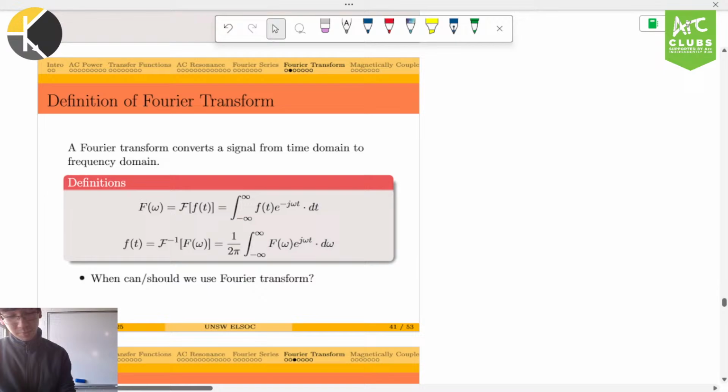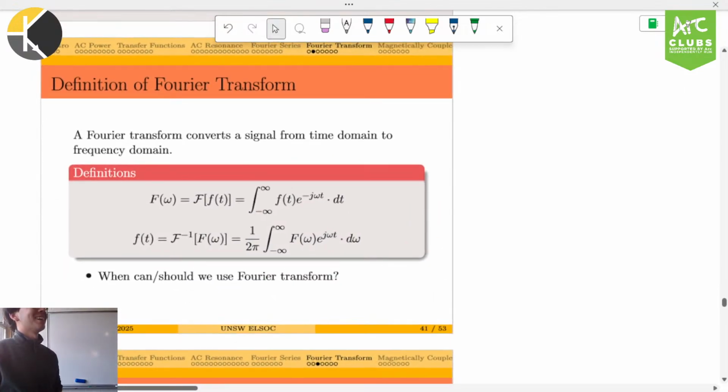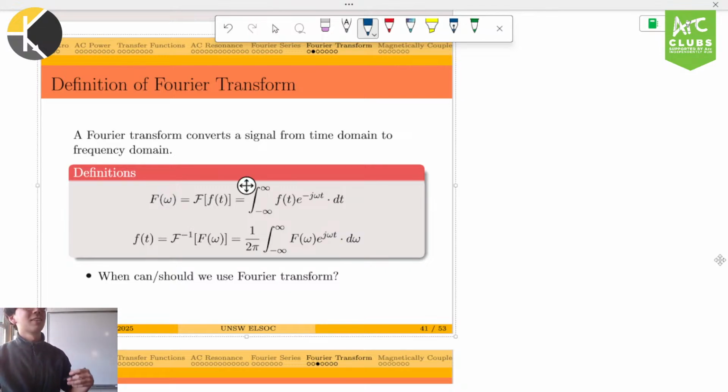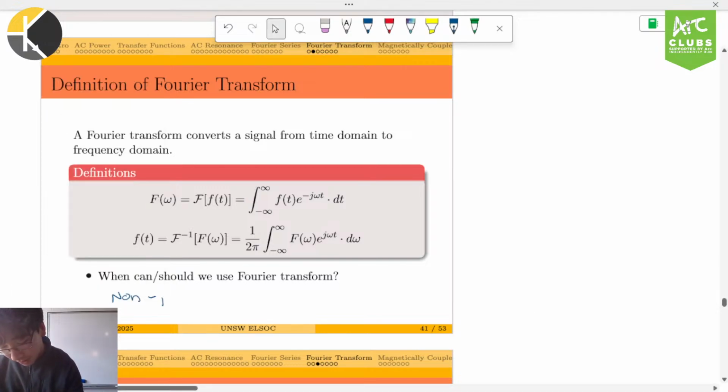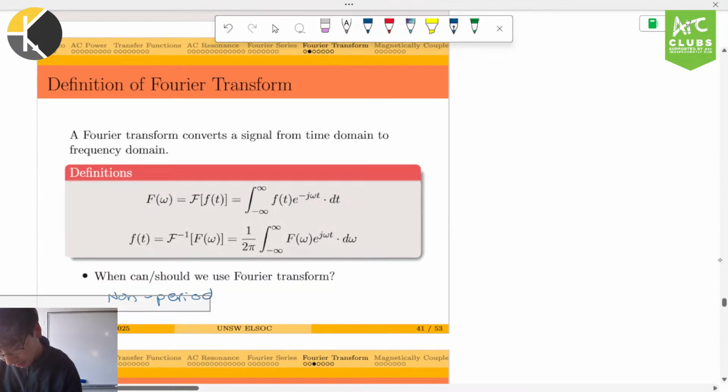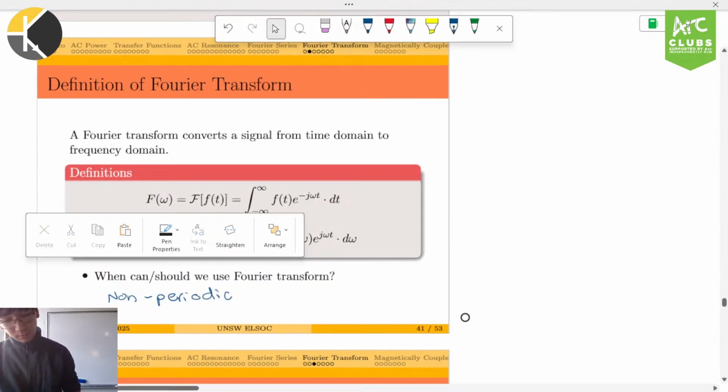So this is the most recent topic you've done. And honestly, that's fair enough if it's the least familiar. Just to go through what it is, basically the Fourier transform is something that we've created so that we can express signals in the time domain that are non-periodic and convert that into the frequency domain.